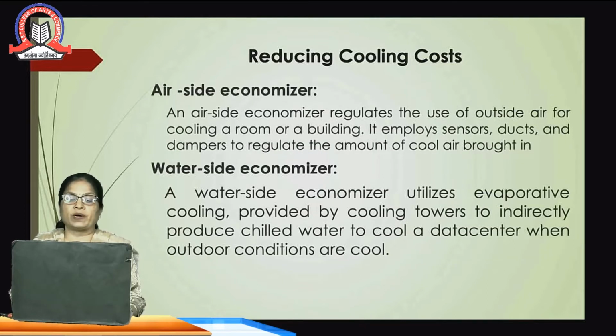Air side economizer. An air side economizer regulates the use of outside air for cooling a room or a building. It employs sensors, ducts and dampers to regulate the amount of cool air brought in. Water side economizer. A water side economizer utilizes evaporative cooling provided by cooling towers to indirectly produce chilled water to cool a data center when outdoor conditions are cool.